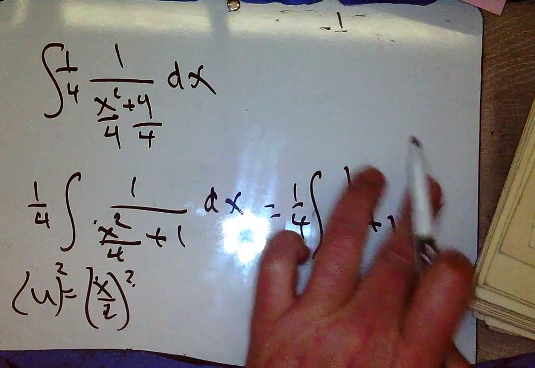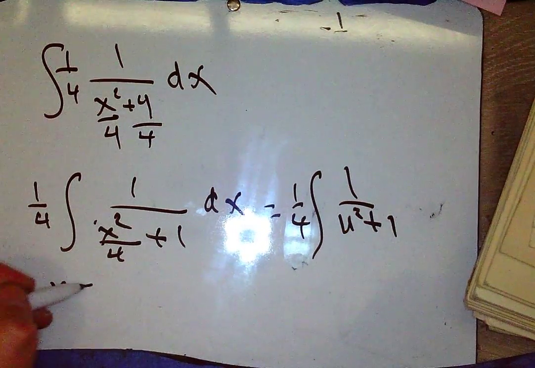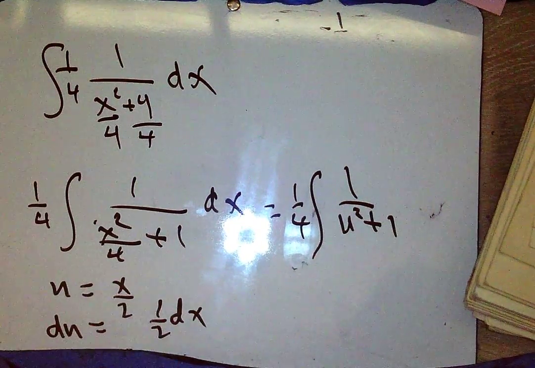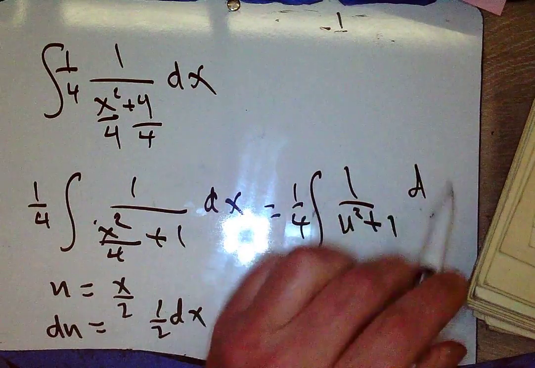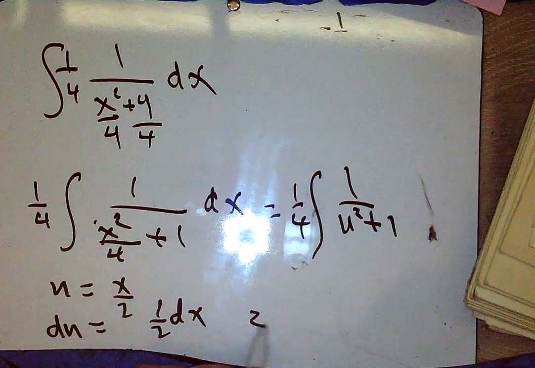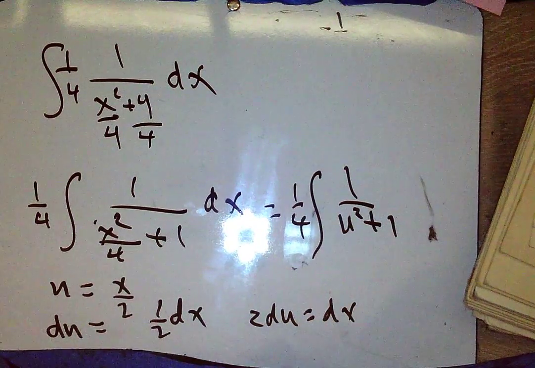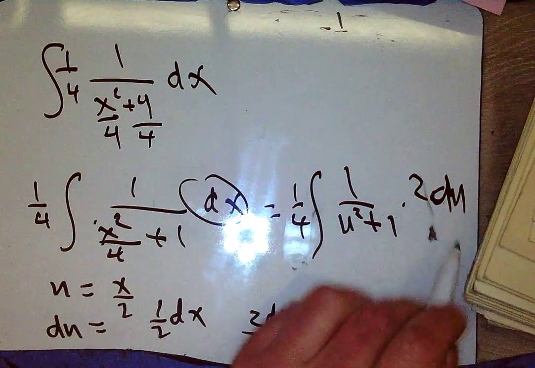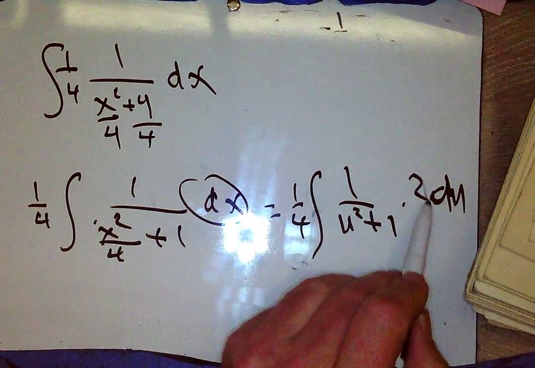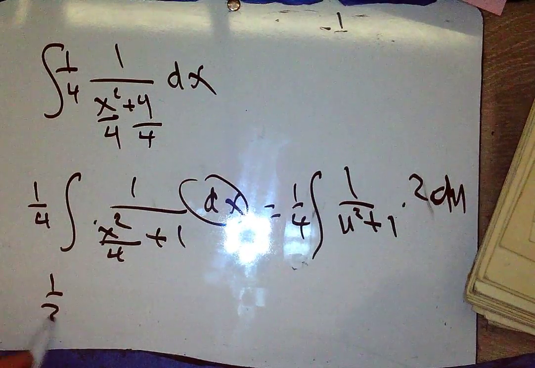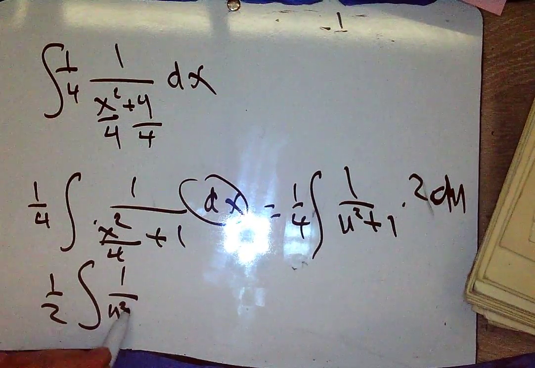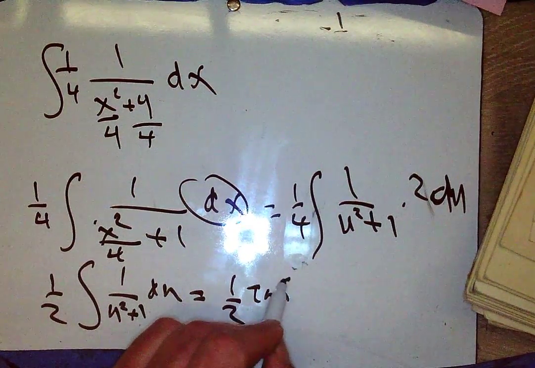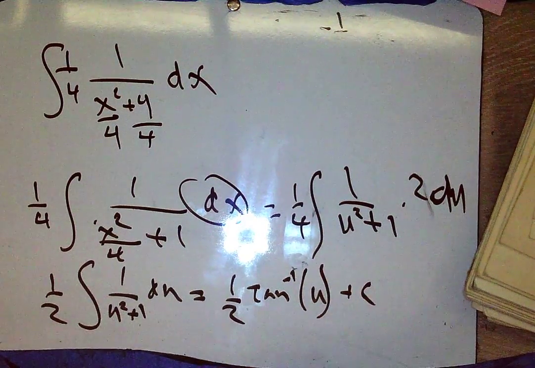Du, let's think about that for a second. So if our u was x over 2, wouldn't our du be 1/2 dx? So that's going to be 2 du equals dx. So to get rid of this, I needed that times 2 du. Okay. So this 2 comes out, 2 over 4. I have 1/2 integral 1 over u squared plus 1 du, or 1/2 tangent inverse u plus c.